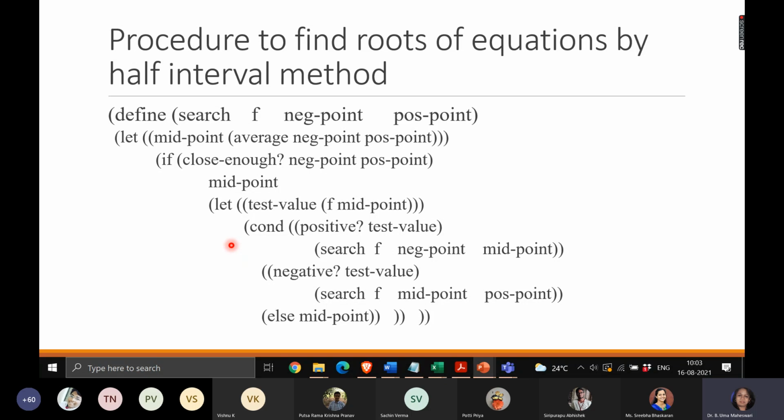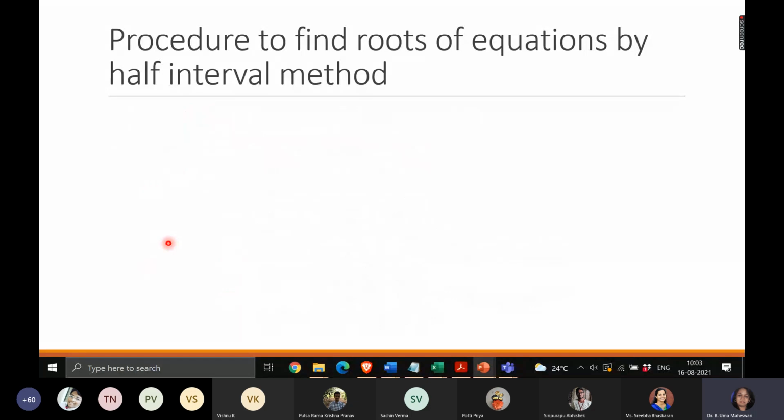Okay, please, you just practice. Take some other problem and just practice it. So this is what finding the roots of an equation is.